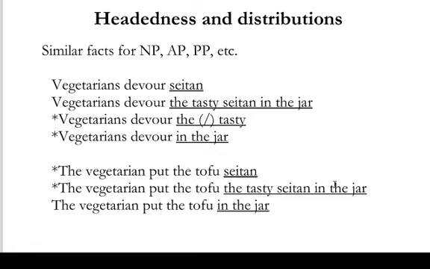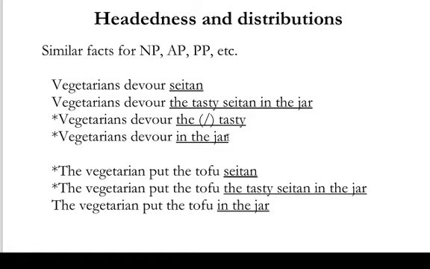Right? So briefly, for the noun phrase here, we can say things like vegetarians devour seitan. Seitan is a kind of fake meat substance made out of, I think, gluten. And so, if we can put the noun seitan there, then we can also put the noun phrase the tasty seitan in the jar. No problem. Vegetarians devour the tasty seitan in the jar. Grammatical sentence. But we can't take the other elements from that phrase, as in the, or tasty, or the tasty, or in the jar. We can't substitute those elements in while preserving the grammaticality of the sentence.